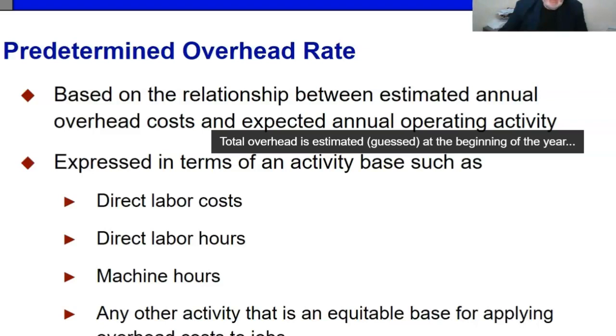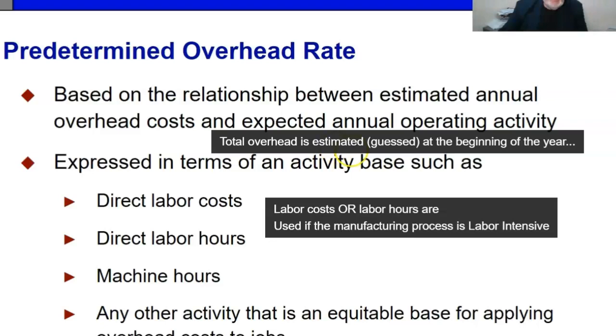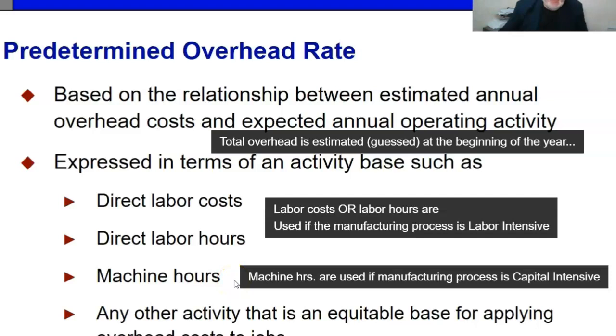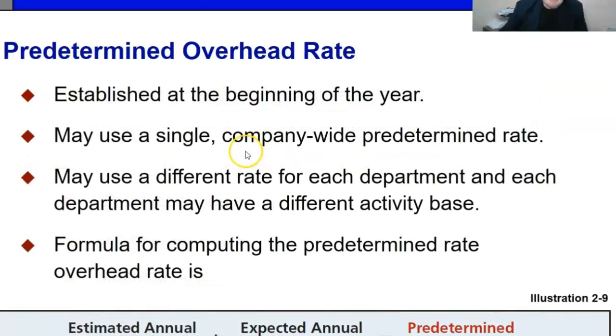Now, a business, depending on the type of manufacturing company it is, if it's a labor intensive production process, then they would use direct labor hours or direct labor costs. If it's a capital intensive company, then they would use machine hours most likely. But they would estimate these again at the beginning of the year. So the predetermined overhead rate is an estimated annual overhead cost over the estimated annual operating activity. So it's established at the beginning of the year.